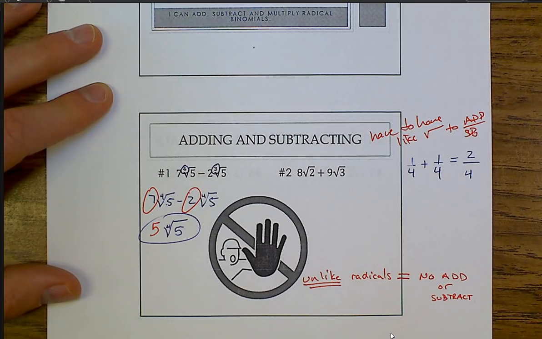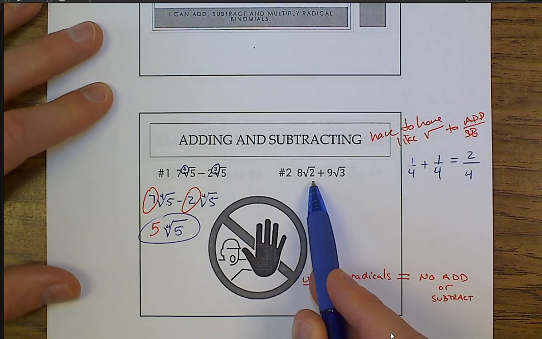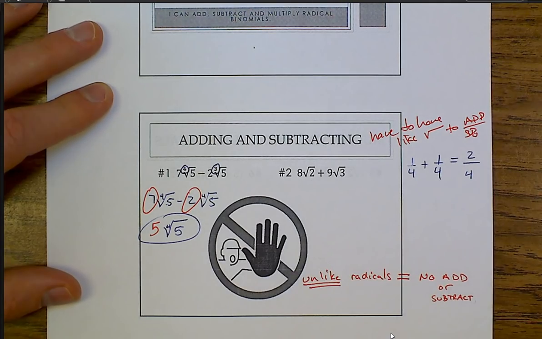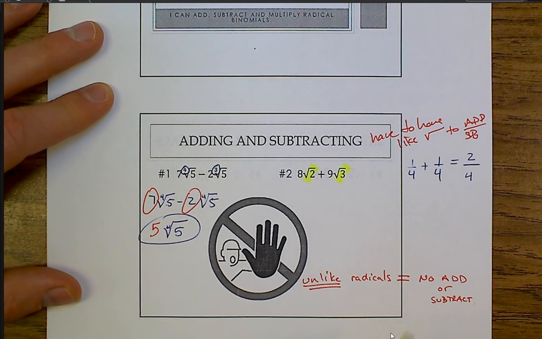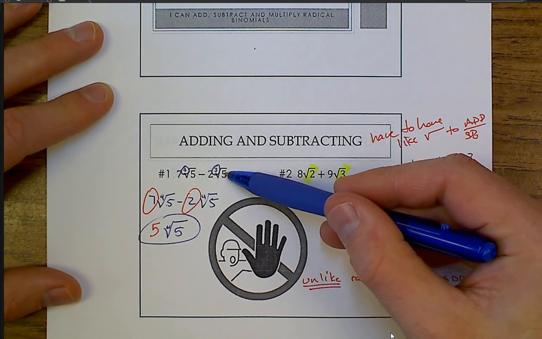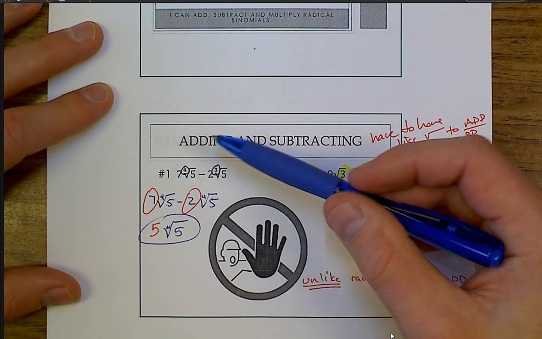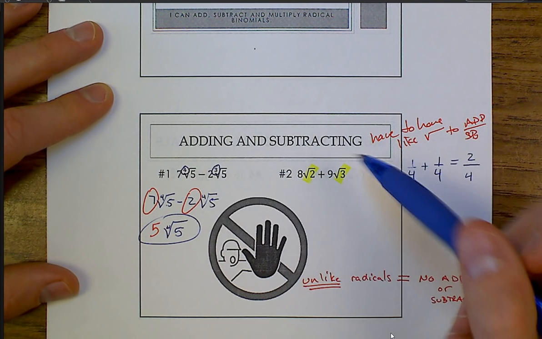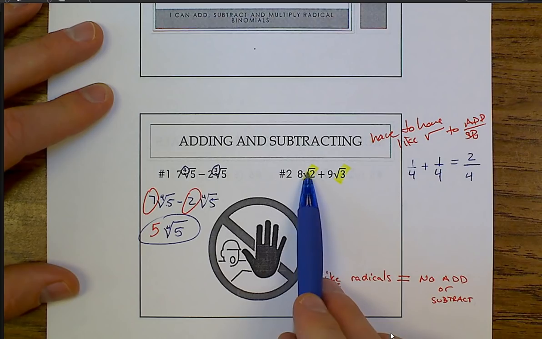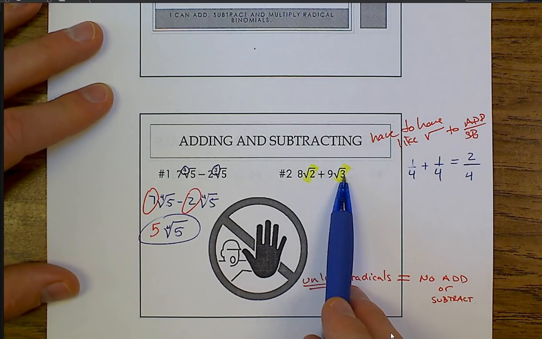Over here, you'll notice that you have a radical 2 and you have a radical 3. Because these are not the same, then you cannot add them. Now, you may be wondering, well, this is a 5 and this is a 5. Those are the same numbers. True, but the index is different. We can't add them. Here, we have square roots. They're both square roots, but this is a 2 and this is a 3. Those are not the same.